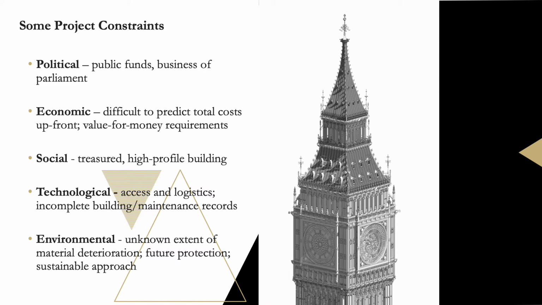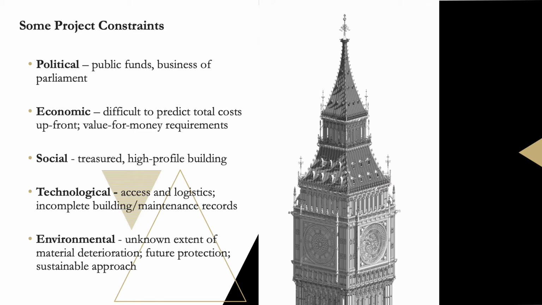A PESTLE analysis reveals the breadth of unique risks and constraints associated with the project. The political and social profile of the building, public as it is, brings certain economic and political accountabilities around project costs and value for money. While the icon is a much-loved British symbol of the nation and its democracy, effective management and justifiable expenditure is required. This highly public setting also brings a spotlight that adds to the pressure and pride of those involved in the works themselves. And to this add the main technological constraints of accessing a busy, congested site and difficult to reach parts of the building with incomplete records.